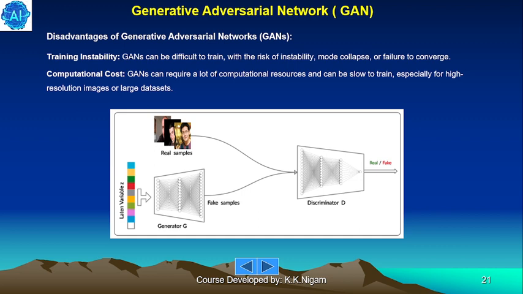Disadvantages of GAN. Training instability. GANs can be difficult to train, with the risk of instability, mode collapse, or failure to converge. Computational cost. GANs can require a lot of computational resources and can be slow to train, especially for high resolution images or large data sets.